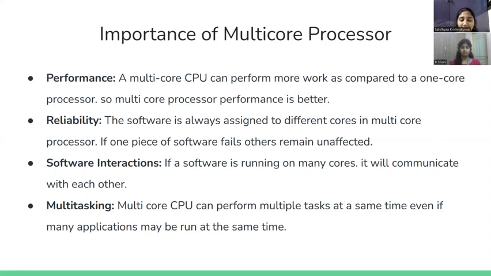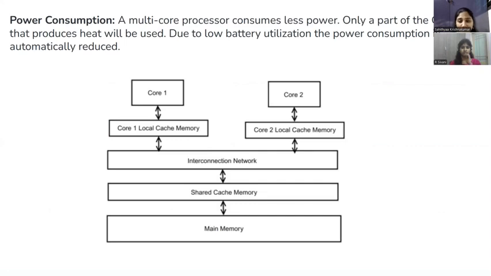And last is power consumption. Multi-core processors are designed for greater energy efficiency. Each core consumes less power than a single core processor of equivalent output. The ability to distribute tasks across cores also means that each core can operate at a lower clock speed while maintaining performance, leading to lower heat output and reduced power usage. Here is a picture that depicts a multi-core processor.